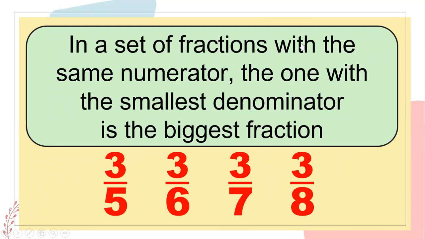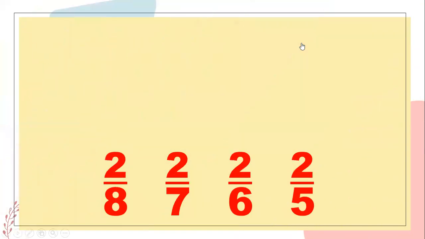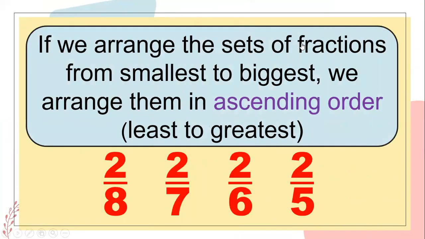How do we arrange dissimilar fractions? If we arrange a set of fractions from smallest to biggest, we arrange them in ascending order. That is least to greatest. We have 2/8, 2/7, 2/6, and 2/5. As you can see, this set of fractions is arranged in ascending order. 2/8 serves as the smallest fraction, going to the biggest fraction, that is 2/5.